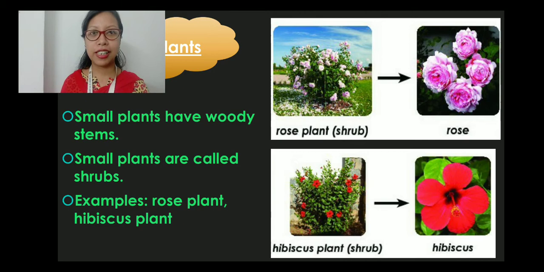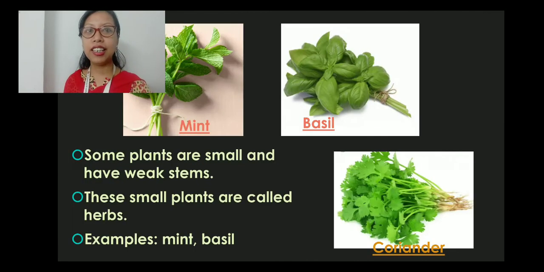Now what is hibiscus? Hibiscus, in Assamese, is called jaba fool. So I guess most of you have this jaba fool at your homes or at your neighbor's home. So go and find it out. This hibiscus plant, the jaba fool, and the rose plant. You will see that these plants are very small compared to the big trees.